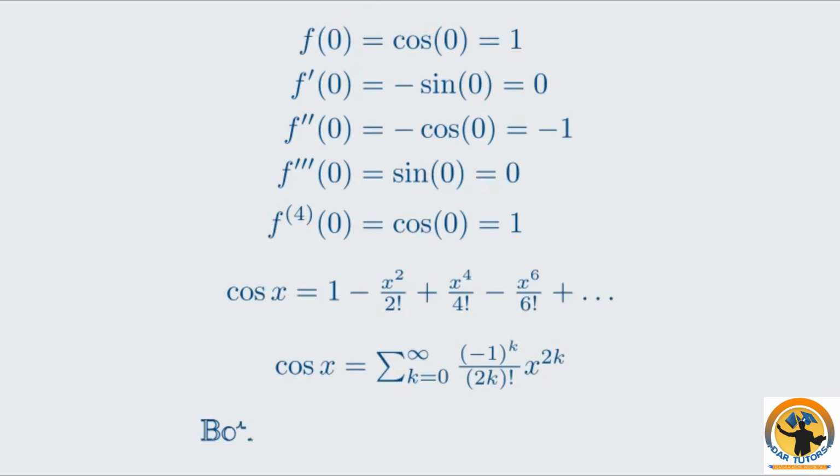Both the sine and cosine series, like the exponential series, converge for all real values of x. This means their interval of convergence is x is an element of R. We have now derived the Maclaurin series for sine x and cosine x, noting their alternating signs and the presence of only odd or even powers of x. These are two more fundamental series that you should be familiar with.